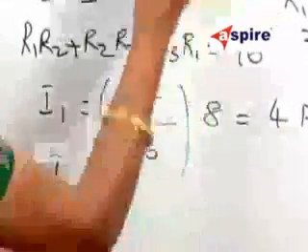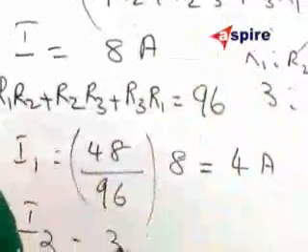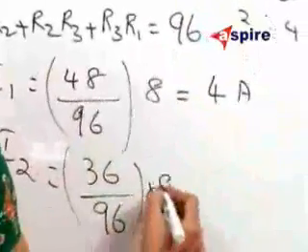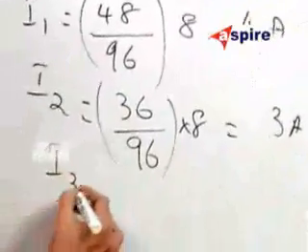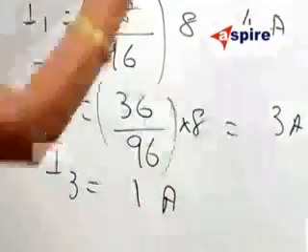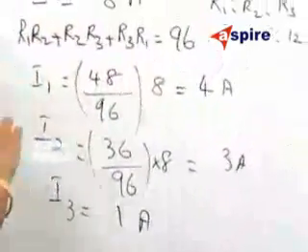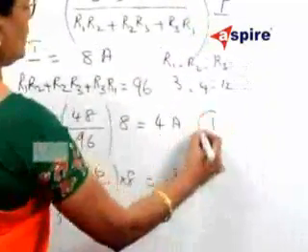I2 will be, the denominator is the same, but now we will get R3 R1. So 36 by 96 into 8, 3 ampere, and I3 will be 1 ampere. So this is the shortcut method for solving the current. So the answer is the first choice: 4, 3, 1.